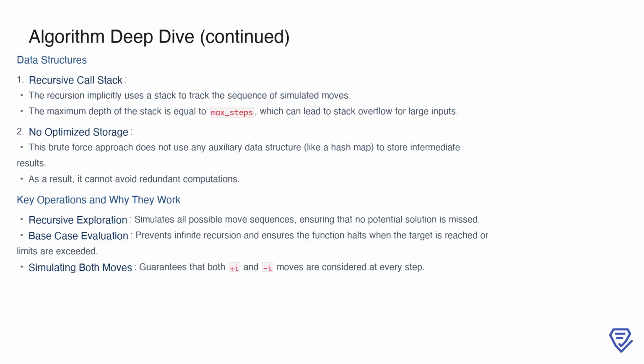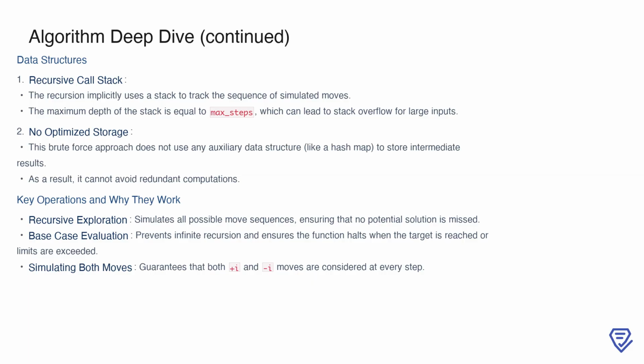Each recursive call adds to the stack, tracking the sequence of moves being simulated. The maximum depth of this stack is determined by the maximum number of steps, and for large values, this can lead to stack overflow errors. Additionally, the brute force method does not use any optimized storage like a hash map or table to cache intermediate results. Without this auxiliary structure, the algorithm cannot avoid redundant computations, further contributing to inefficiency.